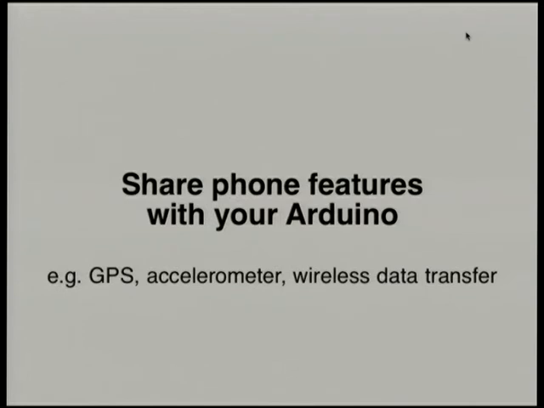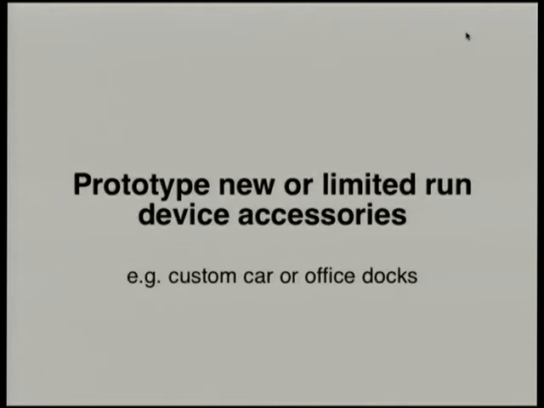For example, you can also take the functionality of the phone, such as GPS or accelerometer, and provide that to your Arduino. So instead of having to buy an accessory shield, you can just use your phone as a super-duper accessory shield. Or you might have an idea for something like a custom dock, so that when you come home, you plug your phone in and it charges it and does something else to your home as well.